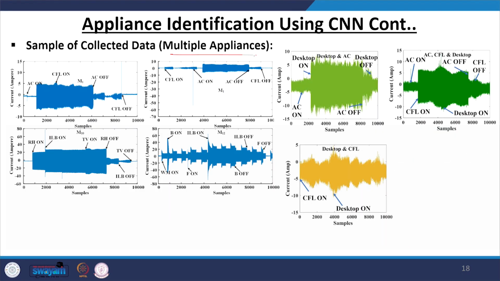This is the multiple appliance current data set. You can see the on and off, with every on and off your current signature values are changing, from the AC and all of them.